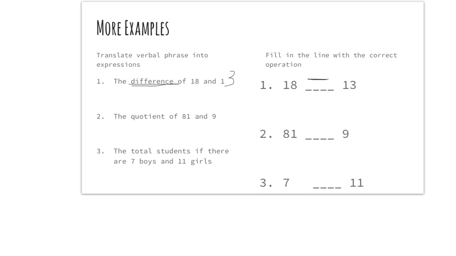Example 2, we have the quotient of 81 and 9. So we know our two numbers are going to be 81 and 9. When we talk about quotient, we mean to divide. So it's going to be 81 divided by 9. The next one says the total students if there are 7 boys and 11 girls. So we have 7 and 11, and when we talk about total, we're talking about adding. So it's going to be 7 plus 11 if we want to know how many total there are.